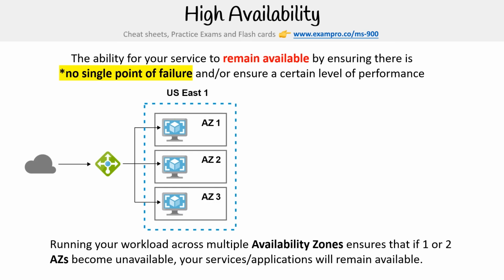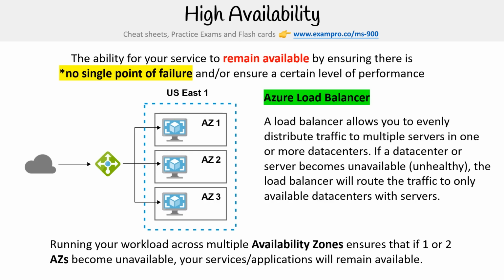Now, how would you distribute or manage the traffic to all 3? Well, that's where an Azure load balancer comes into play, represented as a green diamond with the arrows. That is the representation of a load balancer. A load balancer allows you to evenly distribute traffic to multiple servers in one or more data centers. And if a data center or server becomes unavailable, so unhealthy, the load balancer will route the traffic to only available data centers with servers. So there you go. That is high availability.